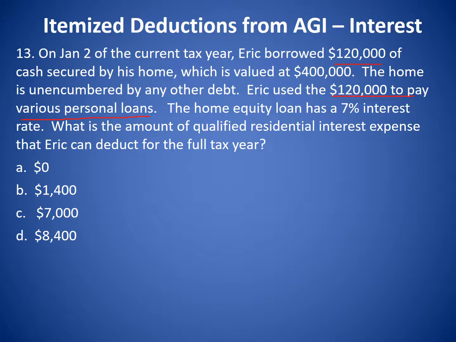Now, the home equity loan that he took out had a 7% interest rate. In this case, then, what is the amount of the qualified residential interest expense that Eric can deduct within a full tax year? So again, this is part of tax strategy. You have 4 choices. Go ahead and make your choices, and when you are ready, take a look at the answer.